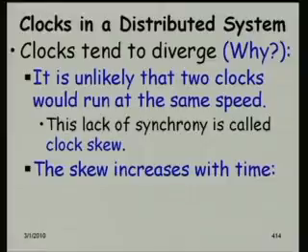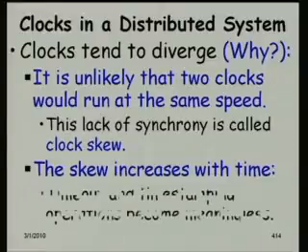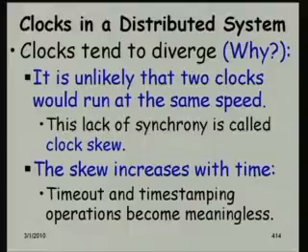So, because they run at different speeds, the skew increases with time, and we are not sure what the skew is. See, if the clocks have a constant skew, like one clock differs from another by 1 second, another by 5 seconds, etc., if these are constant, then it is not a problem. We can know the precise time of the different nodes, but these keep on increasing, and therefore, timeout and timestamp operations become meaningless.